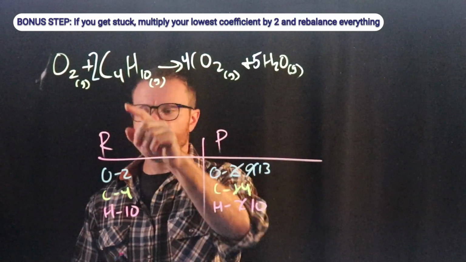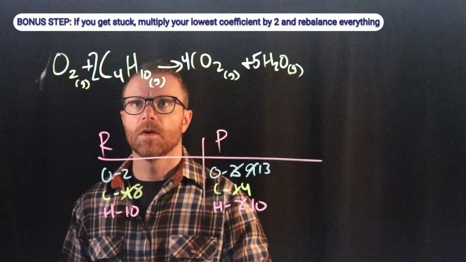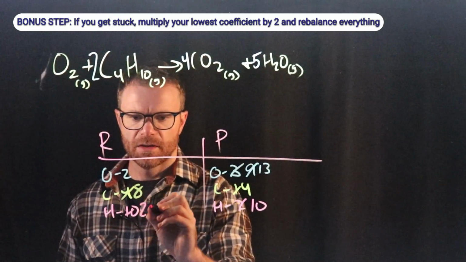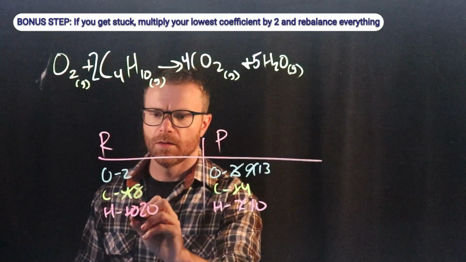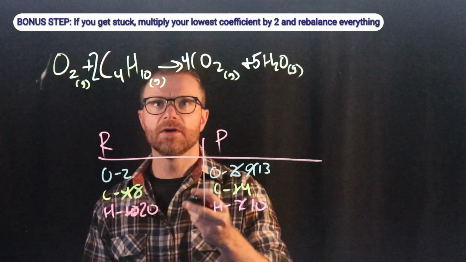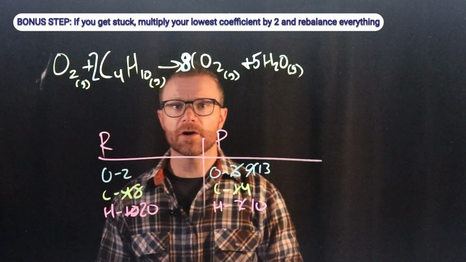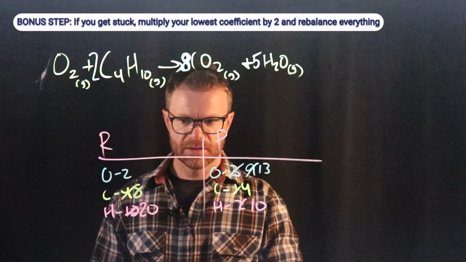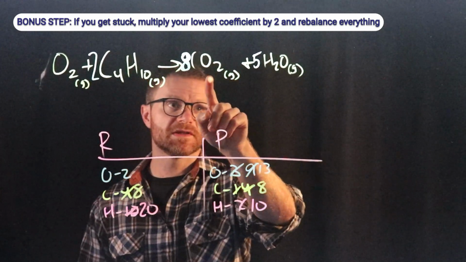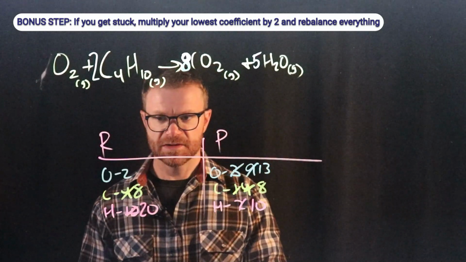Okay, so 2 times 4 is 8 carbons, and 2 times 10 is 20 hydrogens. So we need to get 8 carbons over here now. So let's put an 8 in front of that CO2 instead of a 4. And now we have 8 carbons. But we've also messed with our oxygens. 8 times 2 is 16. 16 plus 5 is 21. So now we have 21 oxygens.